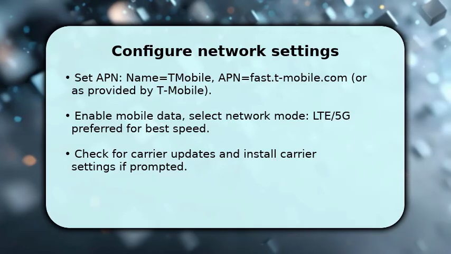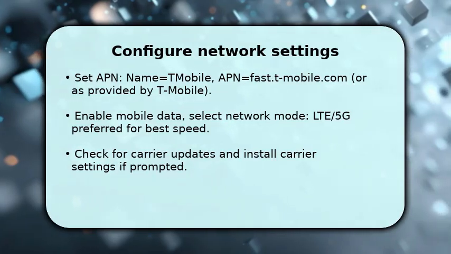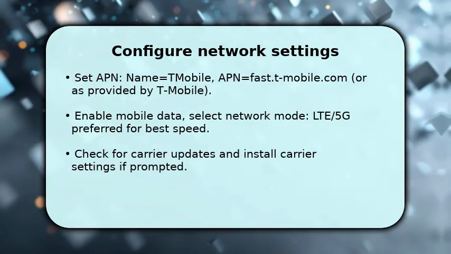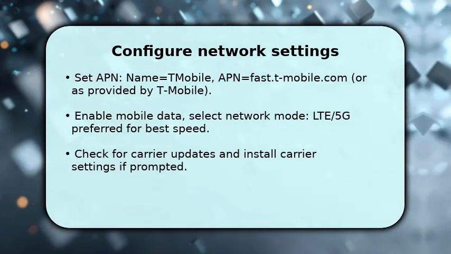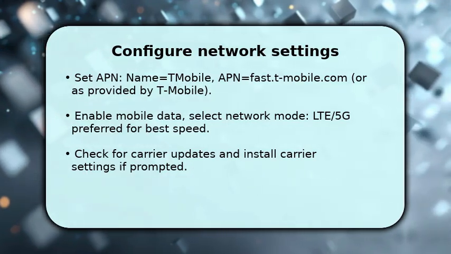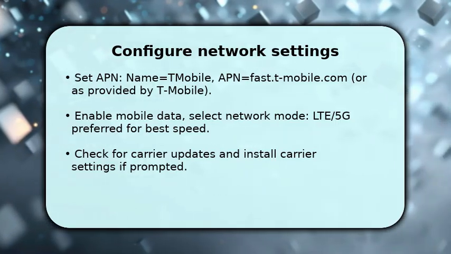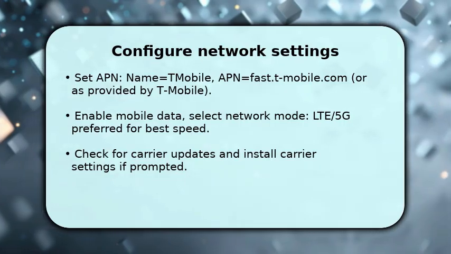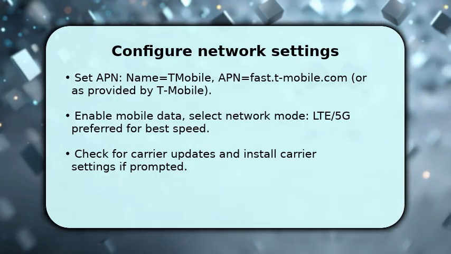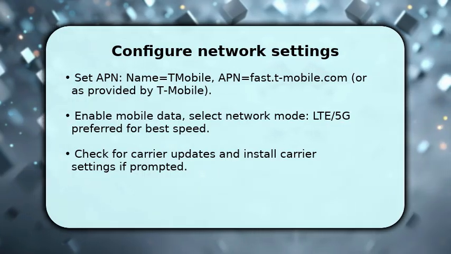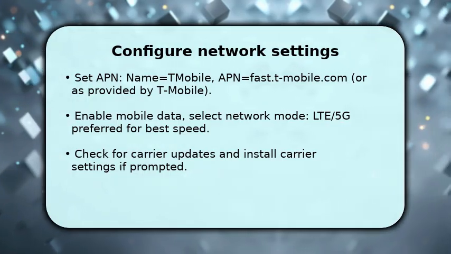Once the SIM is active, configure your network settings so data flows. Open Mobile Network Settings and enter the APN exactly as T-Mobile specifies. The APN controls internet routing. Then enable mobile data and choose LTE/5G preferred to allow high speeds while falling back to 4G when needed. Make sure to accept any carrier settings updates. They often include important profile changes.